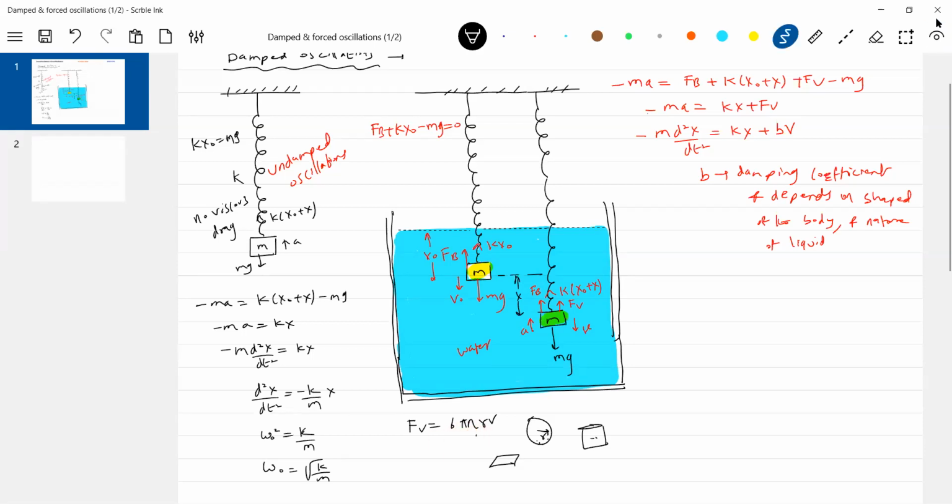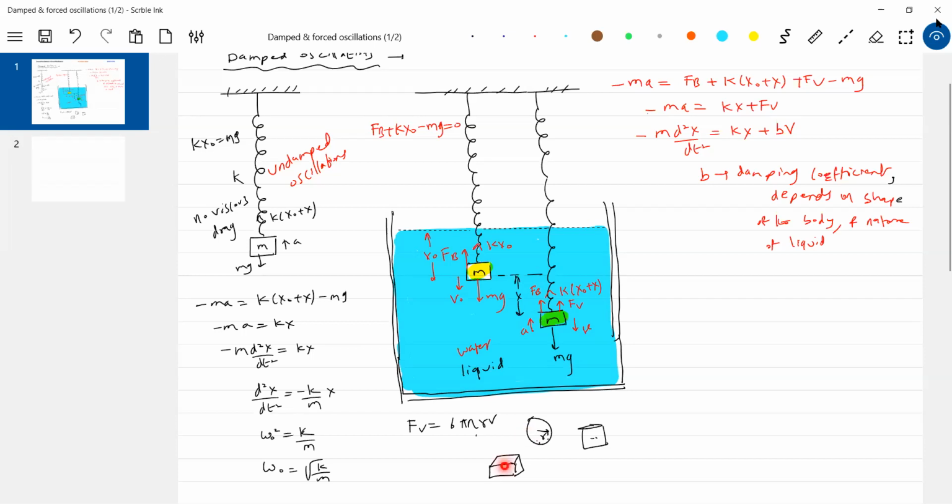If it is some cubical block, what will happen to this quantity? 6 pi r will be different. For different shaped objects, this quantity will be different, and again for different liquids. Therefore, B, the damping coefficient, depends on the shape of the body and the nature of the liquid surrounding the body. Nature of a fluid, it can even be gases also, not just water.